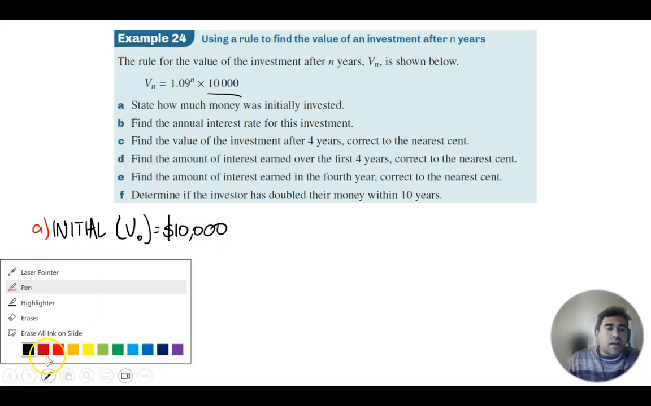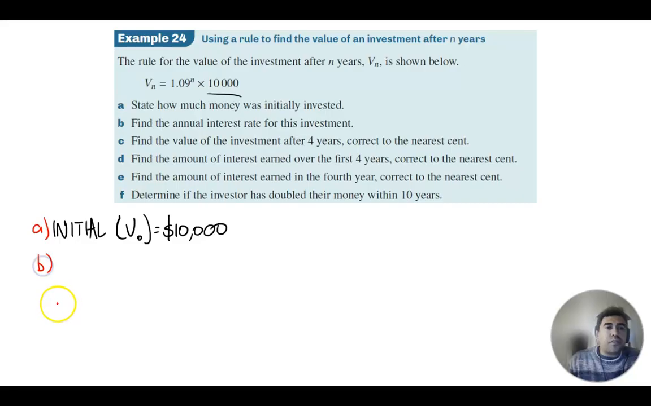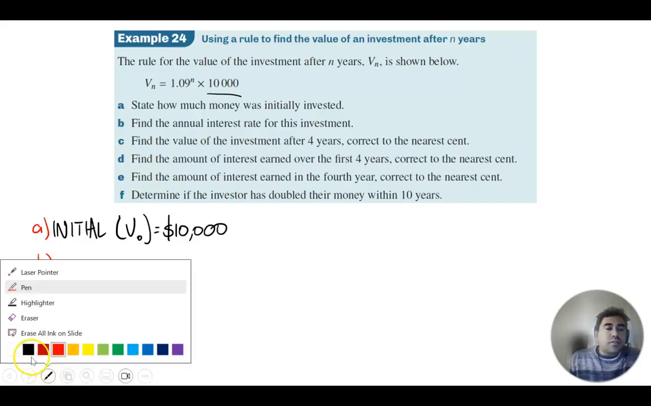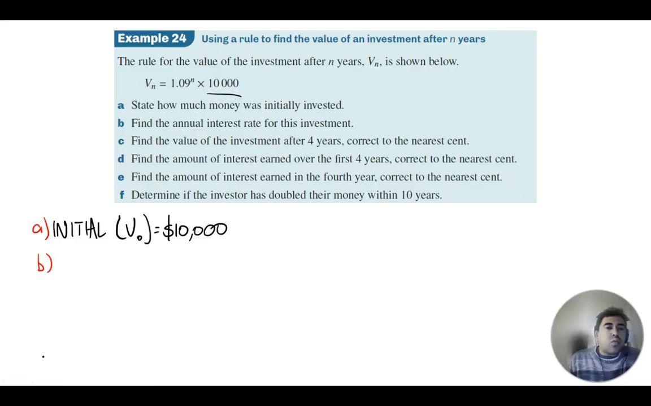The second part is asking for the annual interest rate for the investment. So how much is this going up by? Now a lot of students fall into this mistake of writing 1.09, where that does indicate a growth. That 1.09 is a multiplicative factor. What this is specifically asking for is an interest rate, a percentage. So this interest rate is actually equal to 9%.